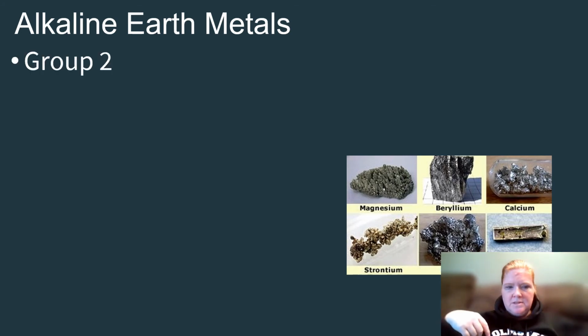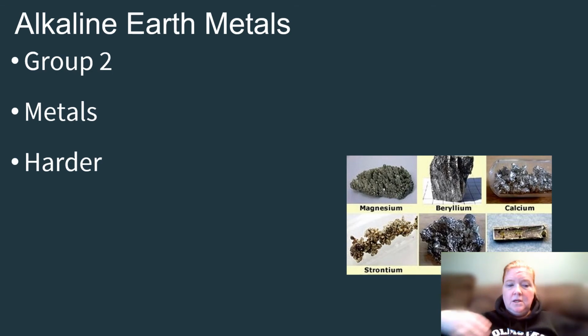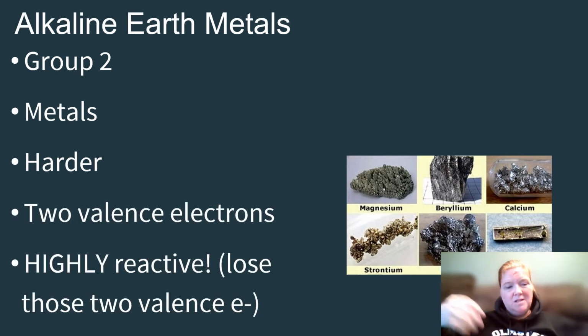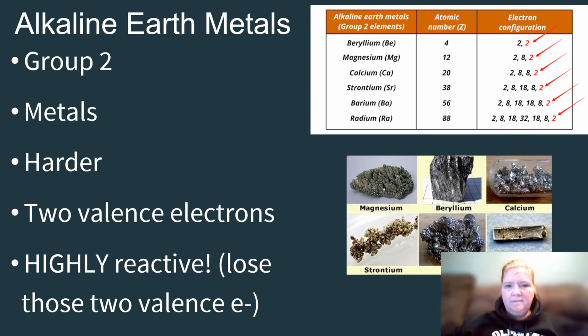Alkaline earth metals. Well, that's group 2. They're also metals, but they're a little bit harder. They have 2 valence electrons, so they are highly reactive. They lose those 2 valence electrons. They're just not as reactive as alkali metals.